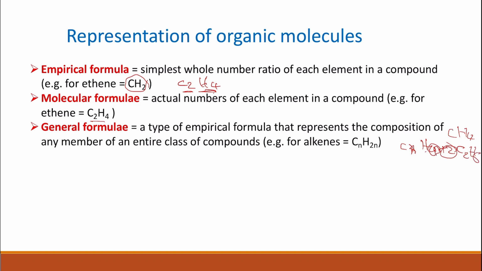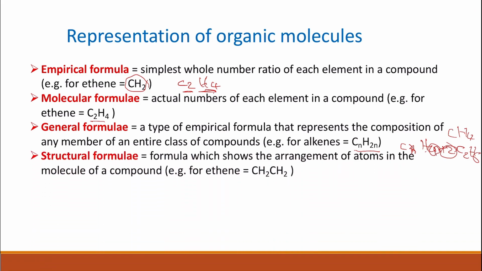Alkenes, on the other hand, have a general formula of CnH2n, which means whatever the number of carbon atoms in your molecule, the number of hydrogen atoms for an alkene will be double that number. The structural formula is a formula that shows the arrangement of the atoms in the molecule of a compound. For example, for ethene, which is one of the alkenes, it's CH2=CH2, which means there is a carbon atom attached to two hydrogen atoms and then another carbon attached to two hydrogen atoms. It doesn't show whether there are single bonds or double bonds. It just shows the arrangements of the atoms.